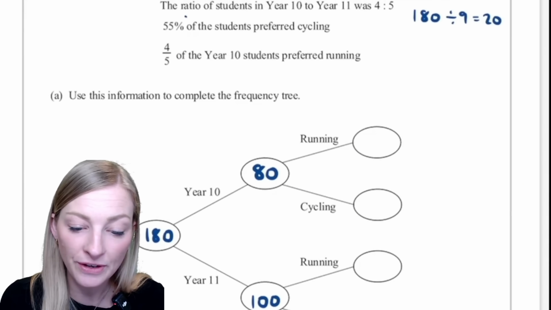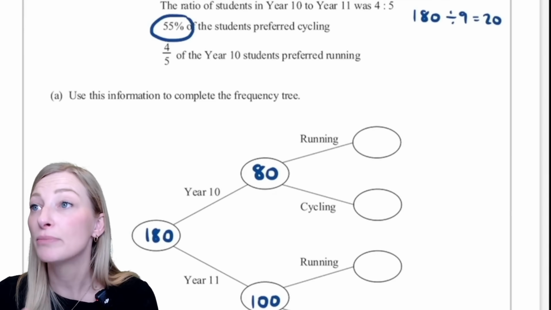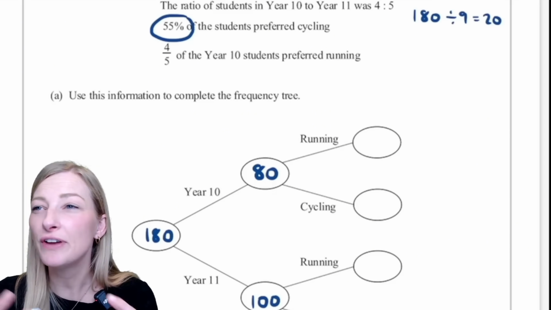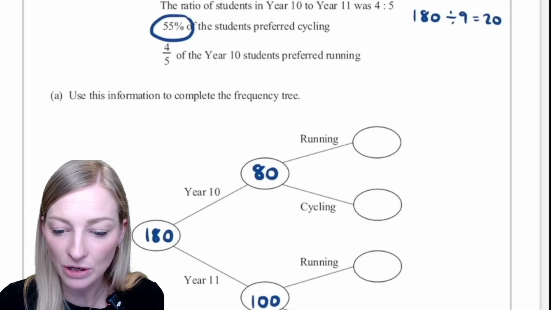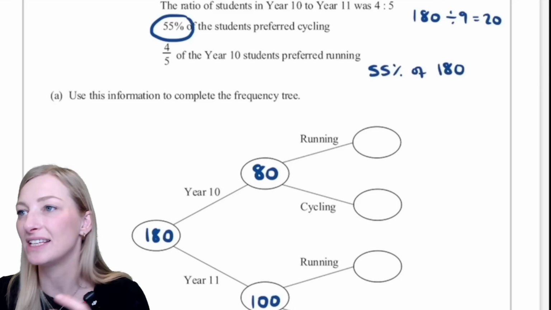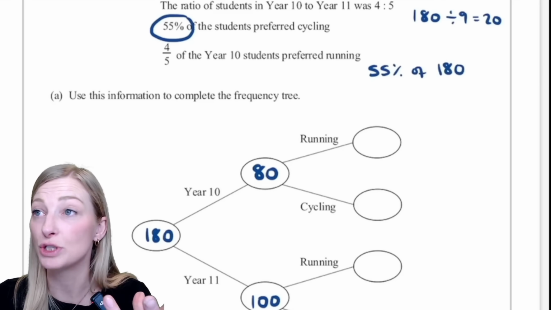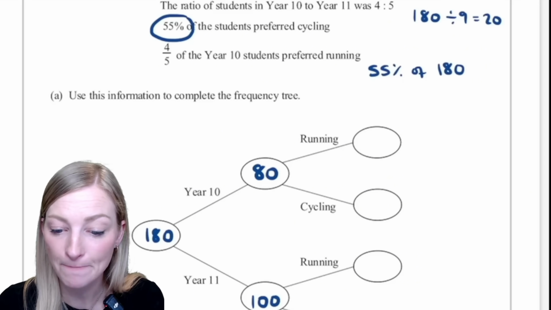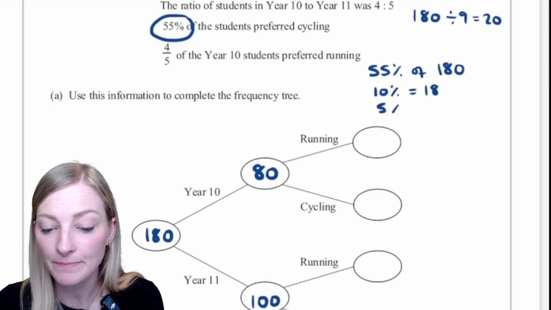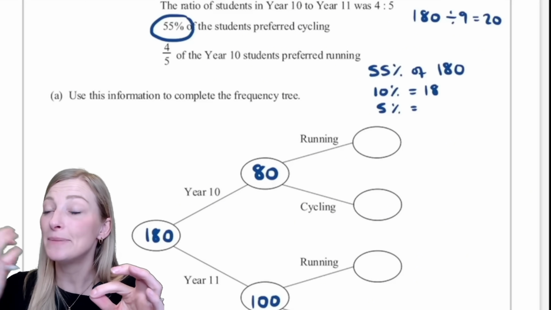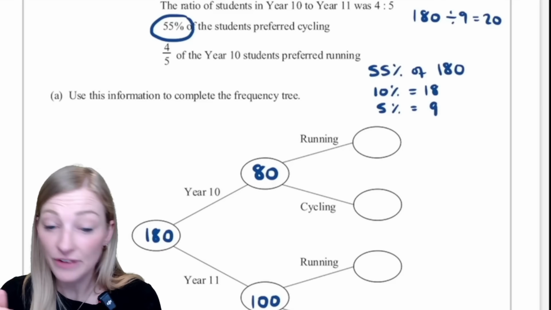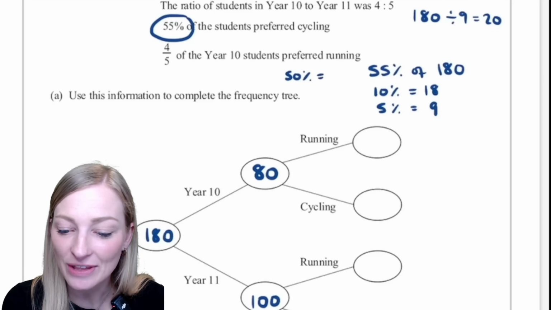We then are told that 55% of the students preferred cycling and 4/5 of the year 10 students preferred running. So 55% of the students means I'm going to do 55% of 180 because it's of the students. It's not of the year 10s or of the year 11s. Now to get 10%, we would divide by 10, so that would be 18. To get 5%, we would half that. If you know that 10% is 18, 5% will be half of that, so 9. And then we can do 50%, which would be half, so that would be 90.